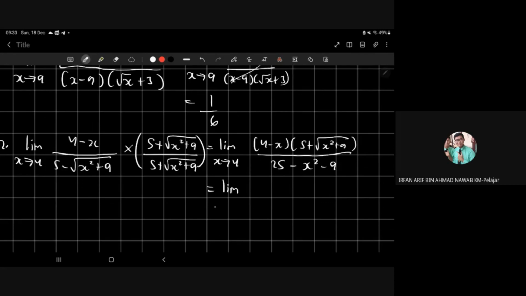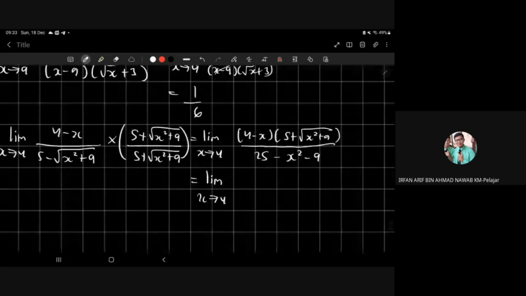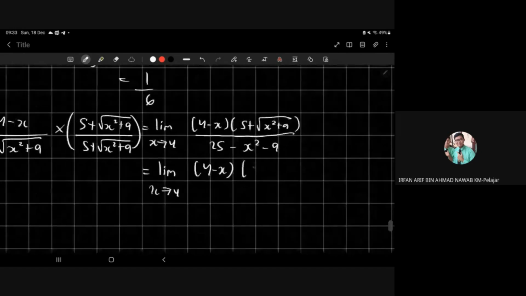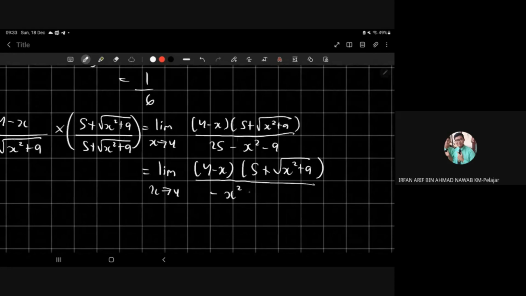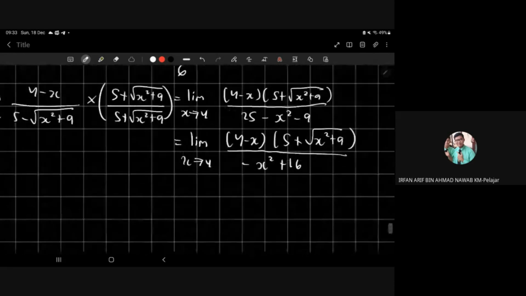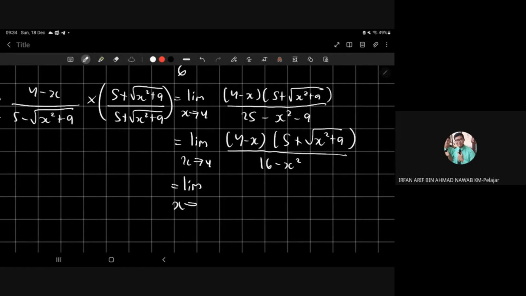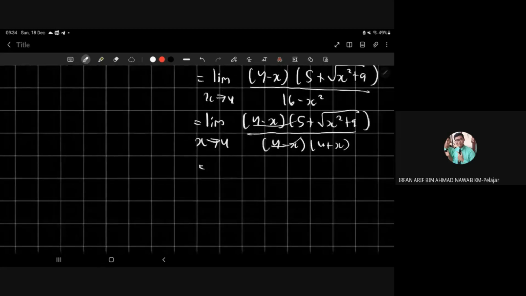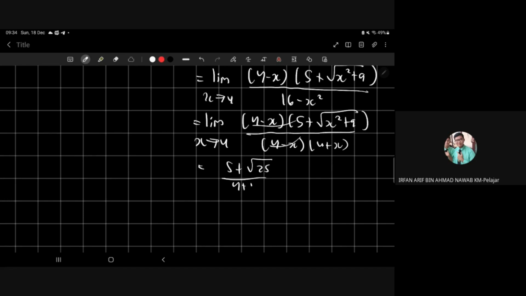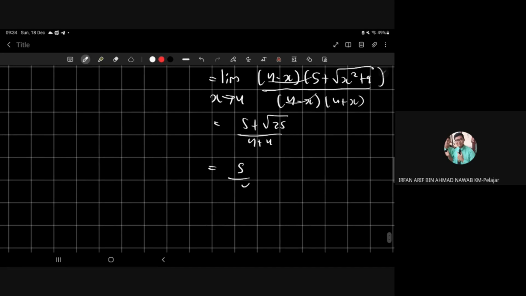So from here, the limit as x approaches 4, we will get 4 minus x as usual, 5 plus the square root of x squared plus 9, then divided by negative x squared, I think it's plus 16. Honestly, if I rearrange this, it would be 16 minus x squared. We know that 16 is a perfect square, x squared is also a perfect square, then you could factor it. The numerator is 4 minus x, 5 plus the square root of x squared plus 9, and the denominator will be 4 minus x, 4 plus x. Simplify it, direct substitute. You will get 4 plus the square root of 25 divided by 4 plus 4. It will be 10 divided by 8. It will be 5/4. So that should be your answer.